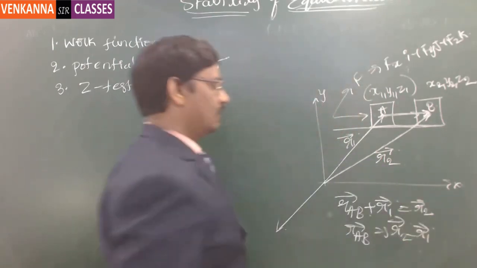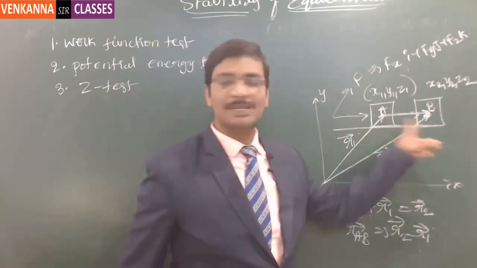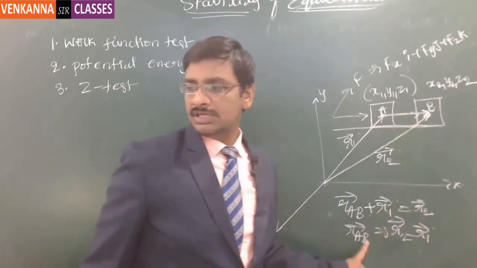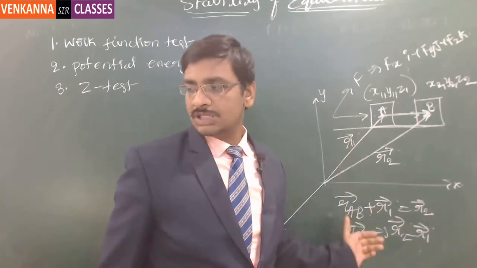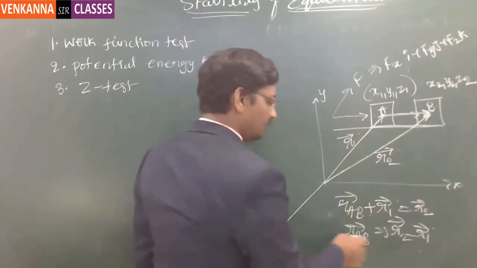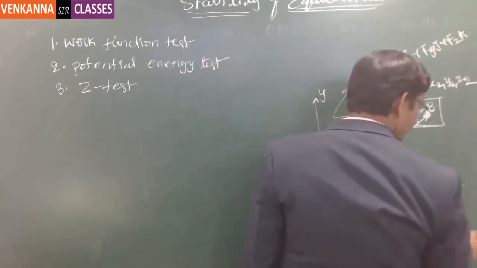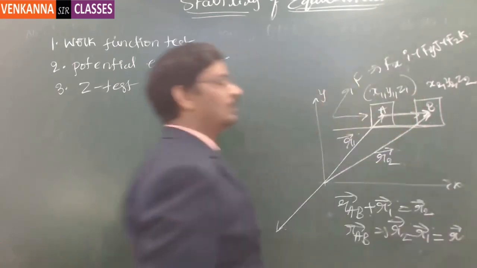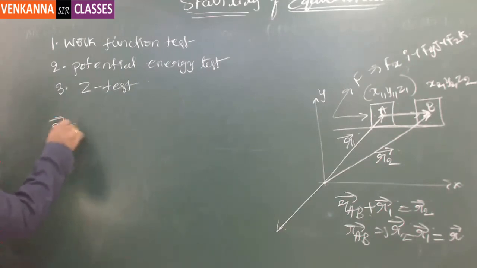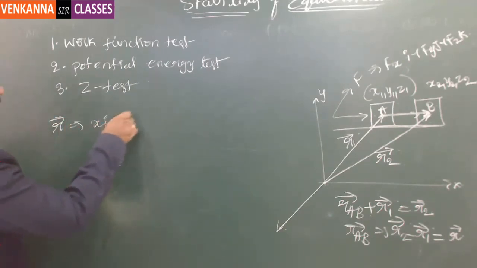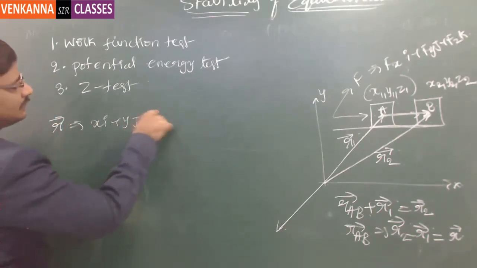So R2 minus R1 is nothing but the displacement vector. This is the displacement vector and this is the force vector. Now this displacement vector R_AB, for simplicity I call this the vector R. So R can be treated as xi plus yj plus zk, like this.